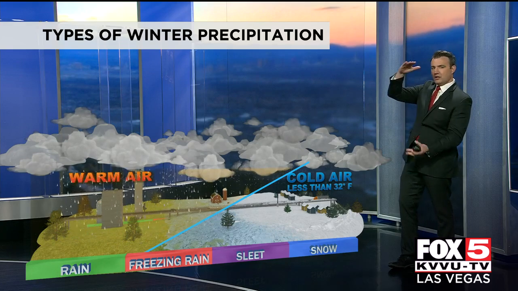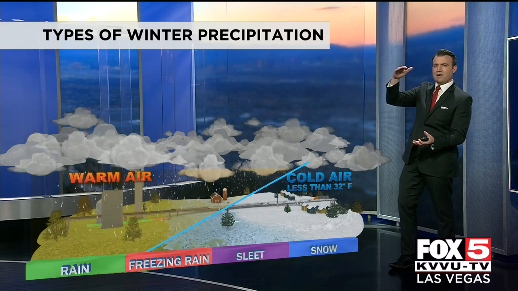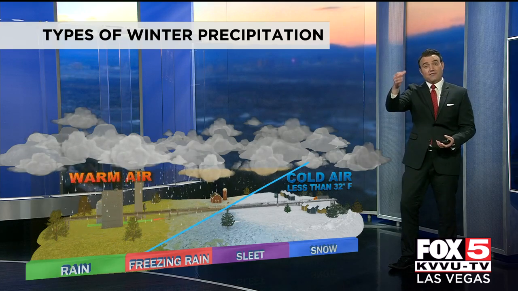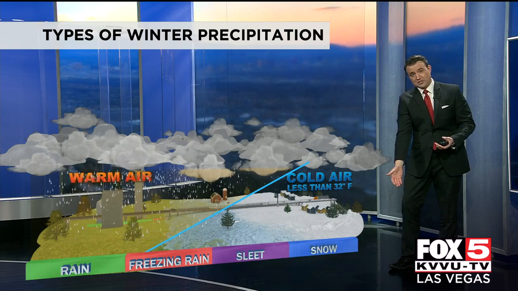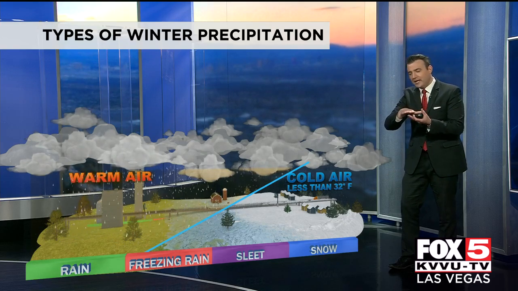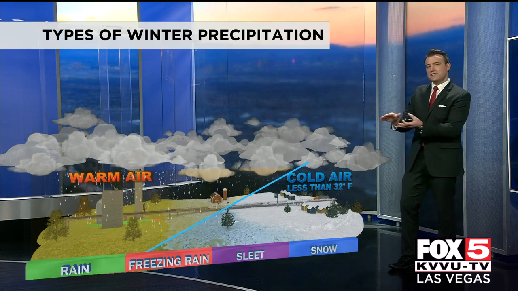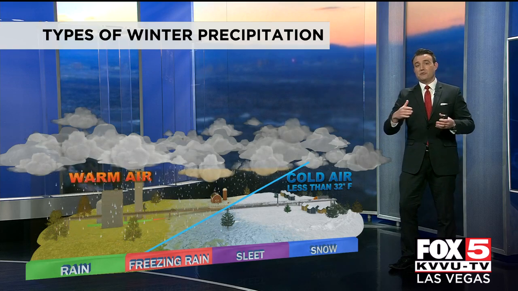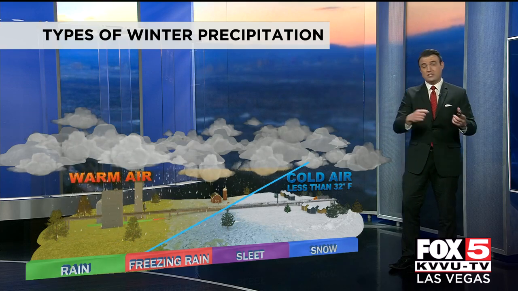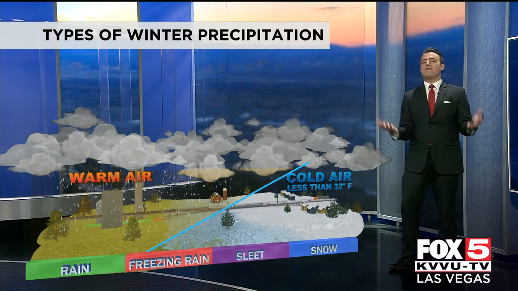We get a bigger area of warmer air aloft above the surface, so it actually falls as a liquid raindrop, but a very shallow layer of cold air right at the surface causes that freezing rain to freeze to trees, to roads, to power lines, and it coats everything with ice.